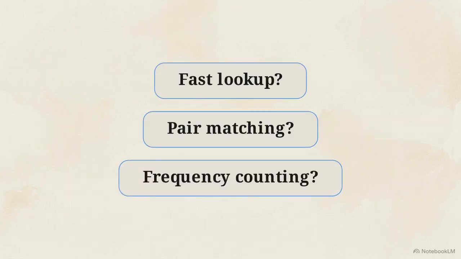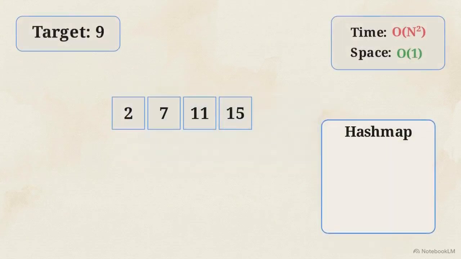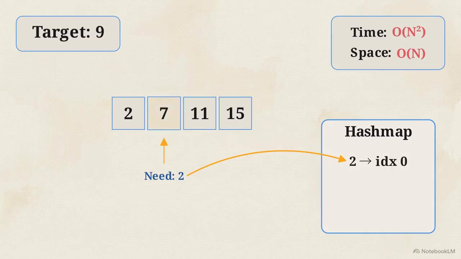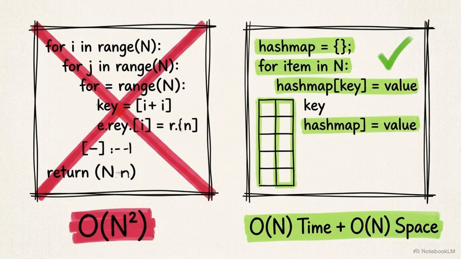First, ask, do I need fast lookup, pair matching, or frequency counting? If yes, use a hash map. Scanning the array, we store elements in a map. To find a matching pair, we just check the map. That's an O(1) lookup. Whenever repeated searching slows your code down, trading a little extra memory to build a hash map removes an entire nested loop from your time complexity.